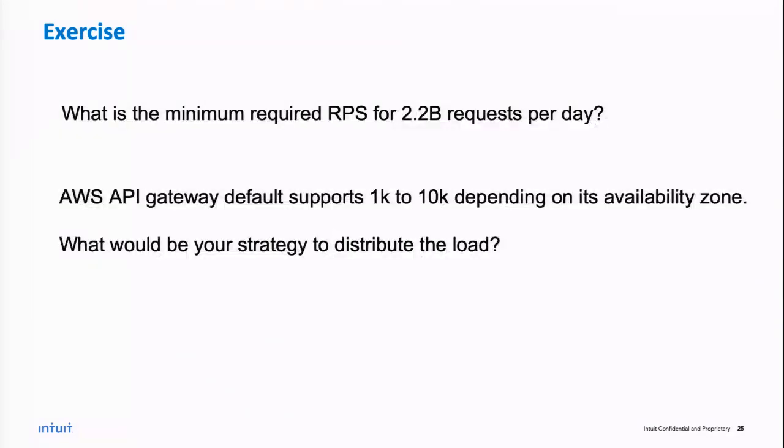It's 2.2 billion divided by 24 divided by 60 divided by 60, right? Anybody got that number? Around 25,000 something. Yes. So exactly 25,400 requests per second I should be able to support in order to support 2.2 billion requests, right?